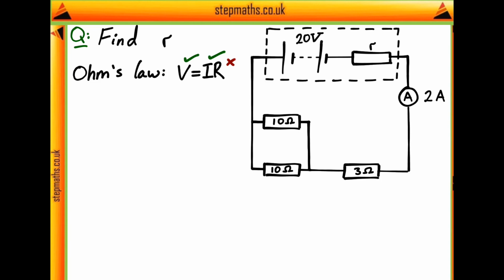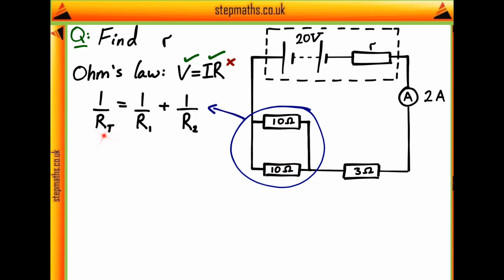Now, how to go about finding the total resistance of the circuit? You can do it a few different ways. Probably the easiest way is just to start by looking at this parallel component here. So with two resistors in parallel, there is a nice simple rule for finding the total resistance or the equivalent resistance of these two resistors together.